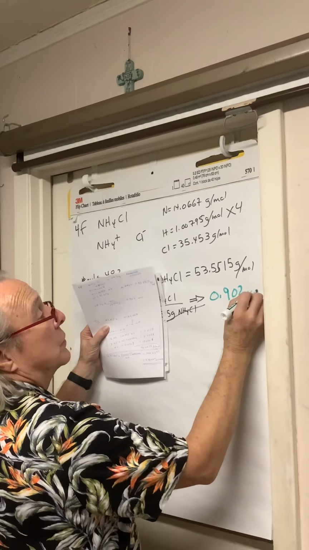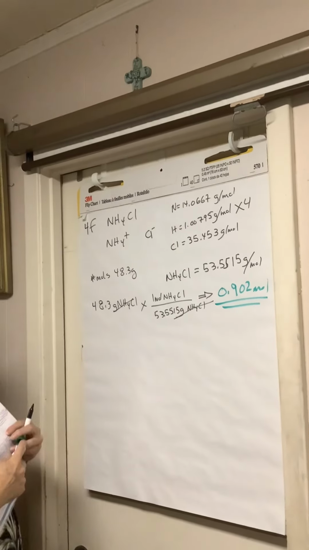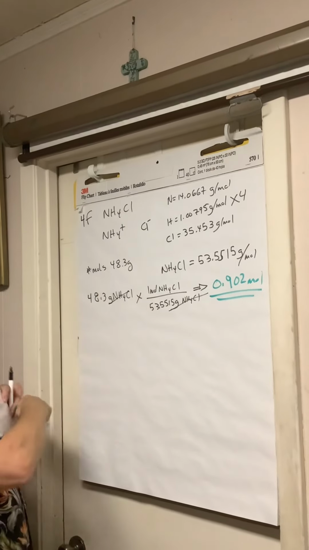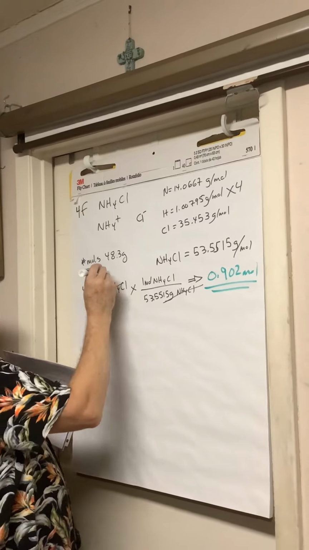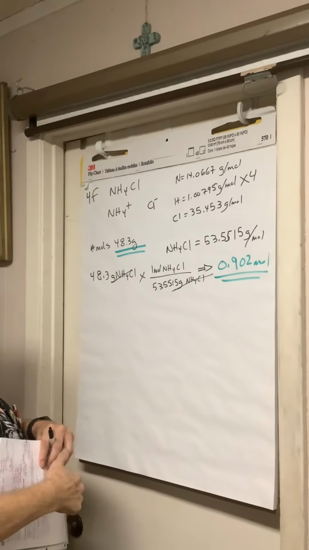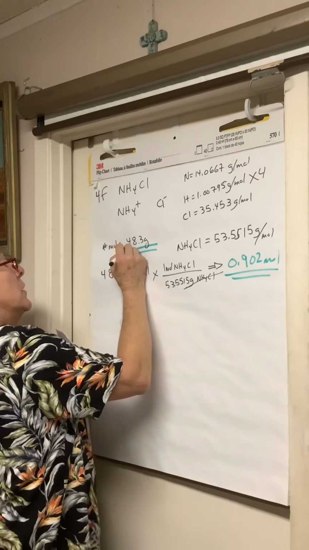0.902 moles of ammonium chloride. 9/10 of a mole. With 3 significant figures, because even though I know these molar masses out this far, the mass that I measured is only that. The number of moles I should have written in 48.